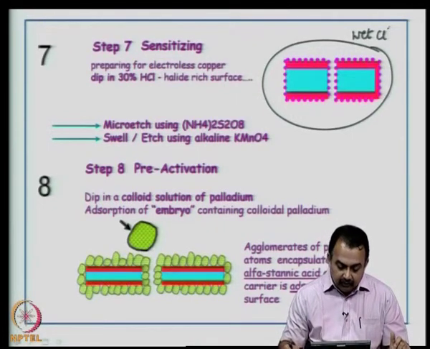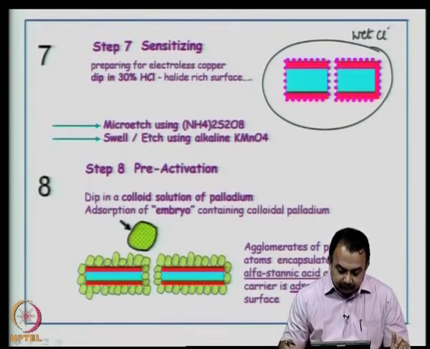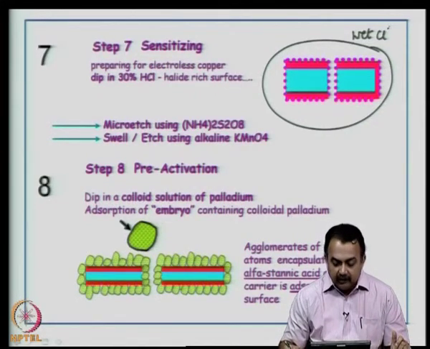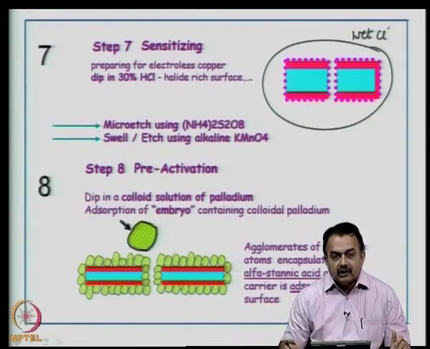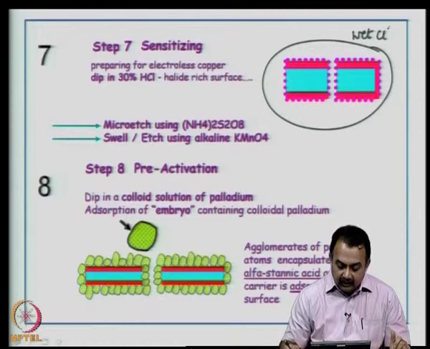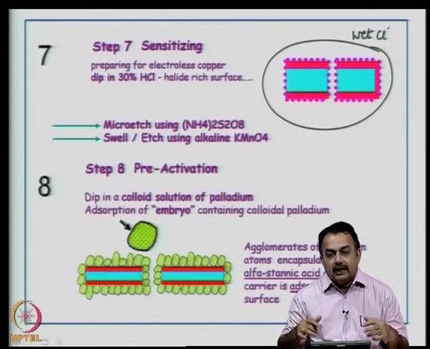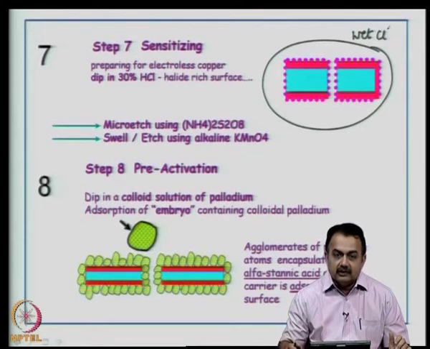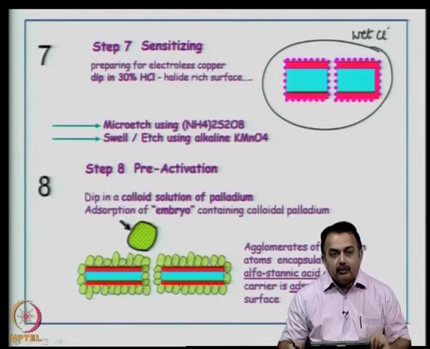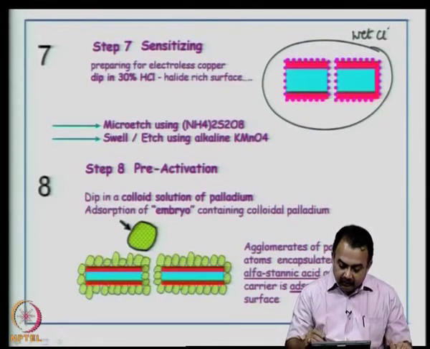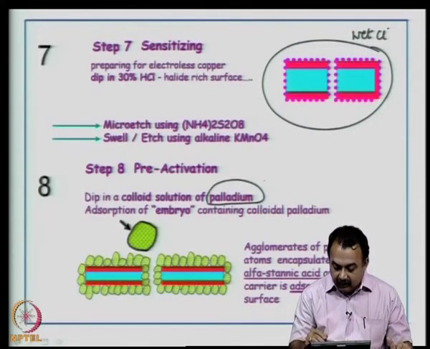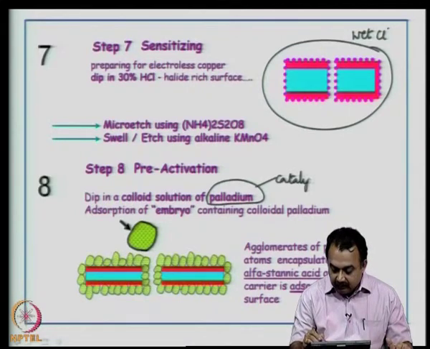Okay. Now, you do a micro etch using ammonium persulfate, which is a micro etching agent used to remove small amounts of copper. You can also use a swell etch chemistry using alkaline KMnO4 to slightly swell up the glass surface inside the through hole wall, but these are additional steps. Now you do what is known as a pre-activation. Dip in a colloidal solution of palladium. Remember, we are introducing a new catalyst. This is basically a catalyst material.